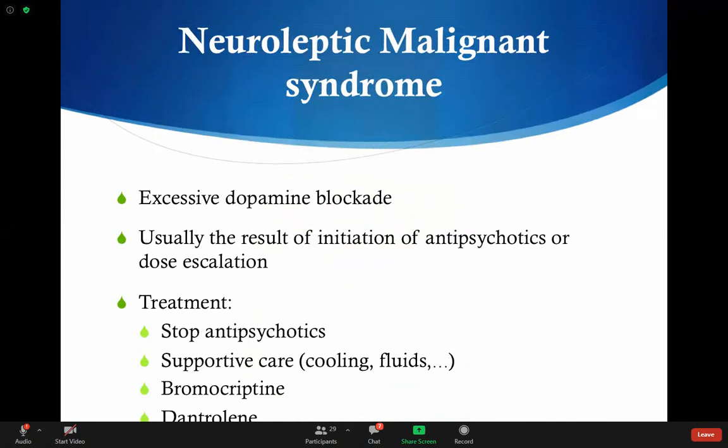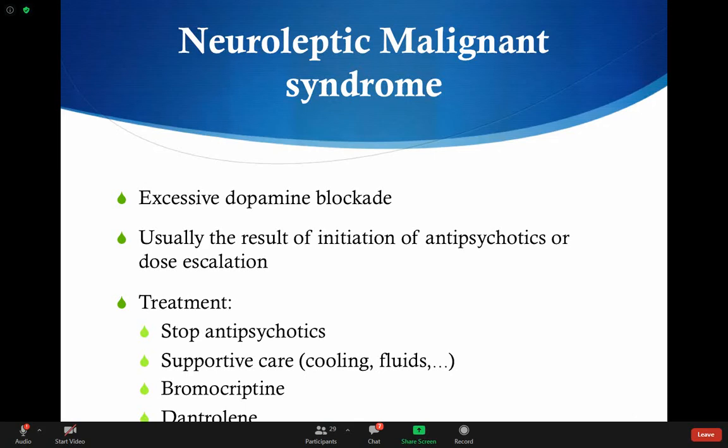So excessive dopamine blockade, you block the dopamine receptors, usually results from initiation of an antipsychotic or increasing the dose. Okay, so the patient just started on antipsychotics and they're sensitive to them, or the dose was increased recently. The other difference between serotonin and neuroleptic malignant syndrome: serotonin comes in very fast, like within a day or two after starting the agents, while neuroleptic usually needs multiple days to weeks to start.